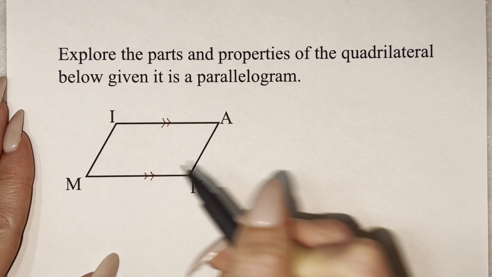And I would say that the left side is parallel to the right side. So I would be able to say that IM is parallel to AH. In addition to those two sides being parallel to each other, so this symbol means parallel.